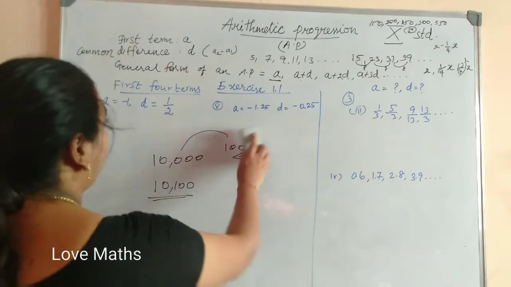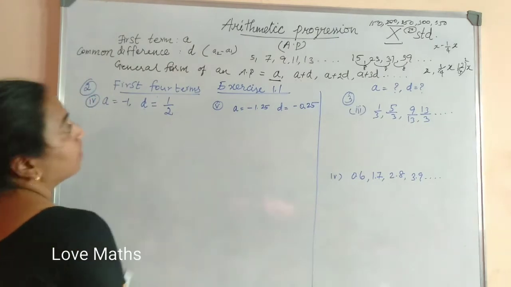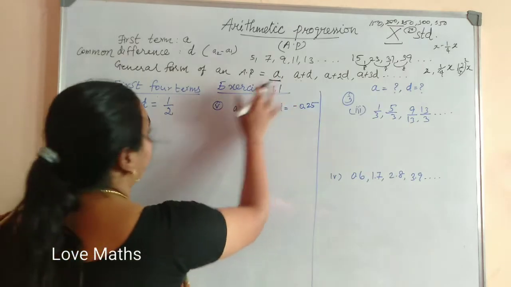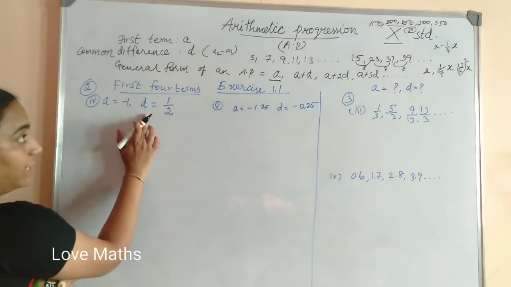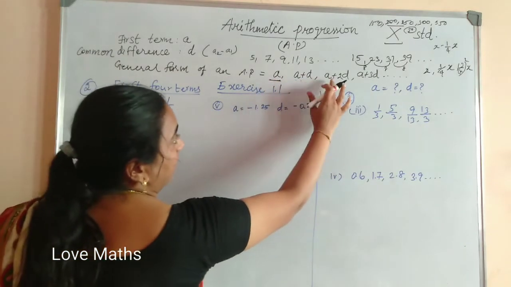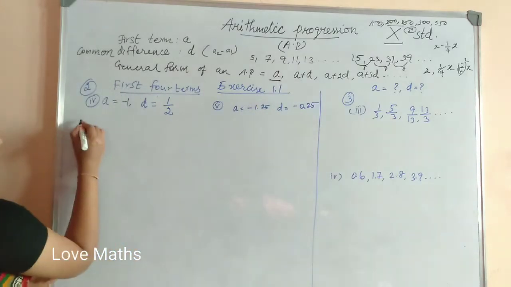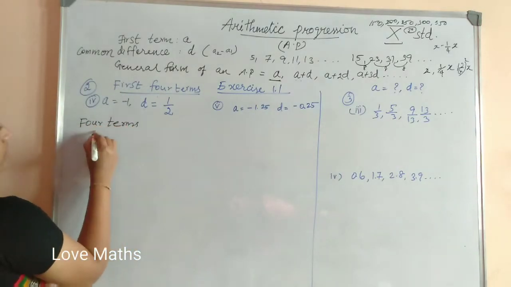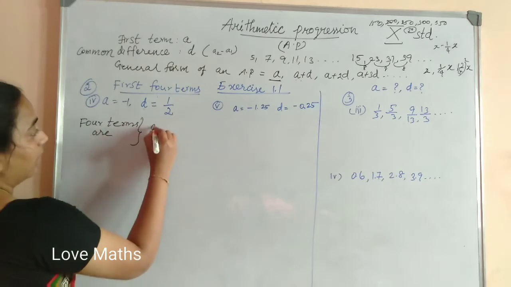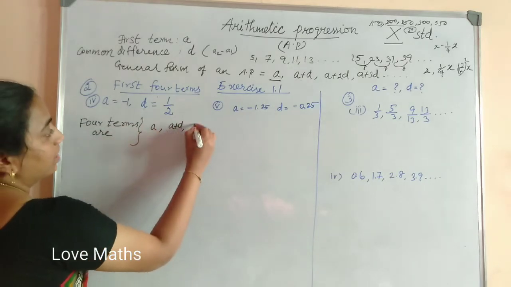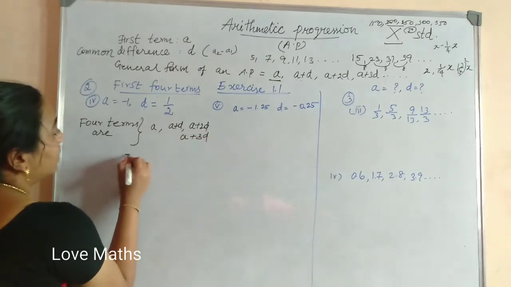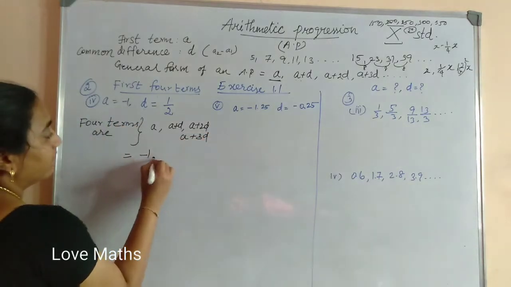So just want to write first 4 terms. First 4 terms means you have to write in the general form because they gave A and D values. So A, A plus D, A plus 2D, and A plus 3D. What is A? Minus 1, the first value.